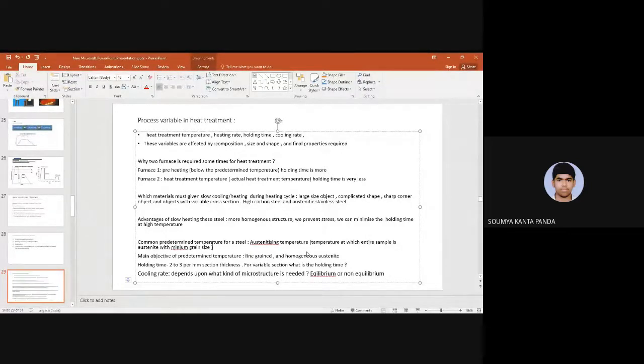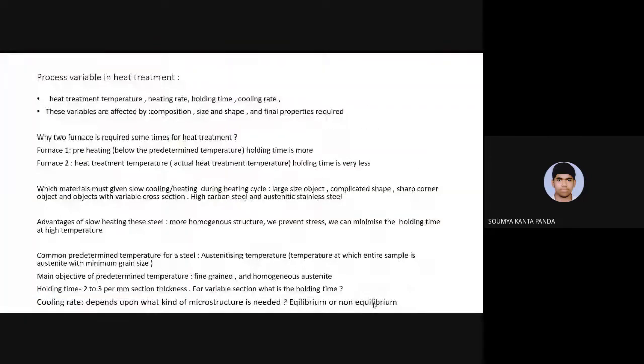I have written something here. What is this? Why minimum grain size? Can anybody justify? Just read this one. Common pretreatment temperature for steel is austenitizing temperature. Temperature at which entire sample is austenitized with minimum grain size. Why?